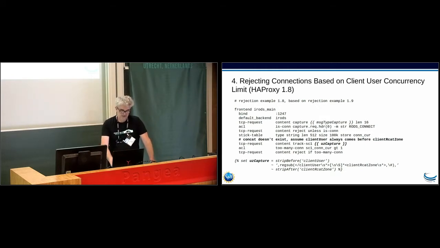And so you can see down here the UZ capture. You do the strip before client, do some stuff to strip between client and RCAT zone, and then strip after RCAT zone. So if those come in a different order, we're all of a sudden going to get garbage. That's the 1.8 solution.